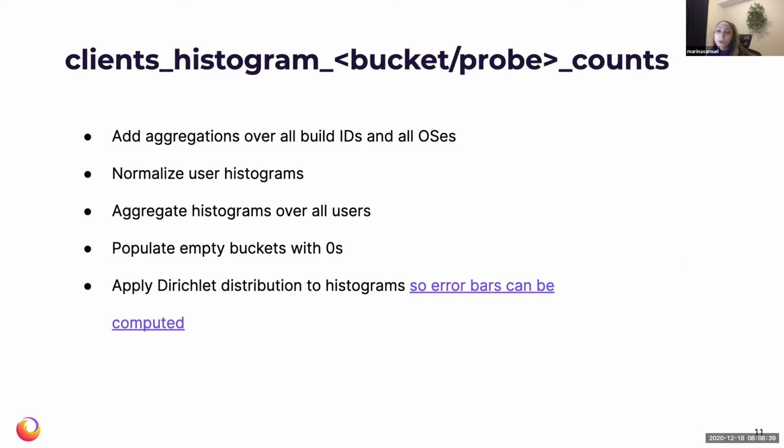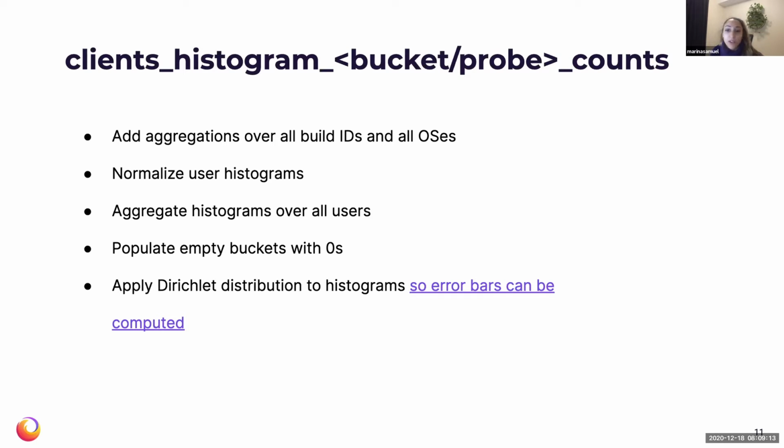So at this point, we're preparing the data so it looks closer to what gets displayed in the GLAM UI. And there's a few different things we have to do. First, we add some aggregations that we've not been keeping so far. So far, we only keep aggregations for users for all the combinations of the dimensions I mentioned. But here we add aggregations over all build IDs and all operating systems if you don't want to look at specific ones. We then normalize a user's histogram so that all its values add up to 1.